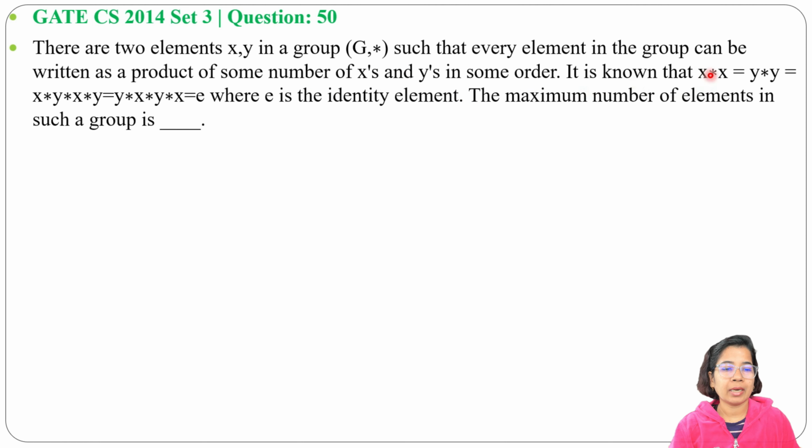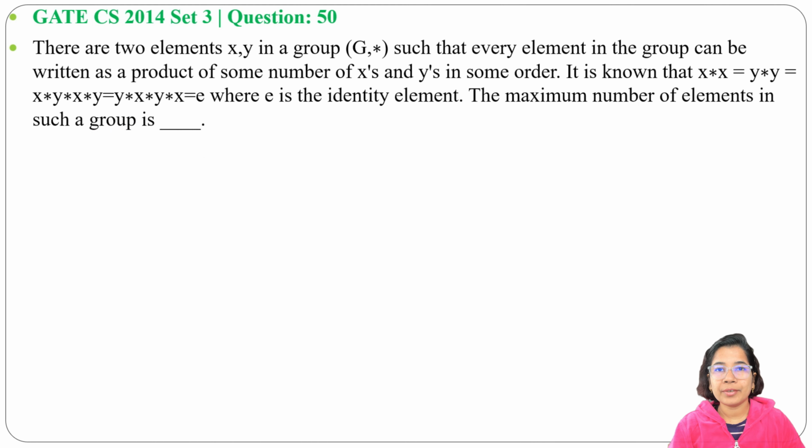It is known that x * x = y * y = x * y * x * y = y * x * y * x = a, and a is the identity element. The maximum number of elements in such a group is dash.